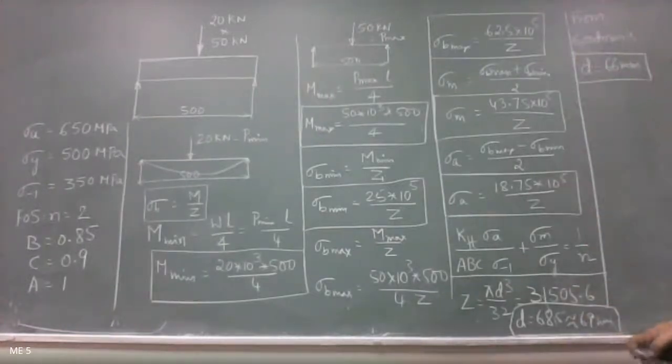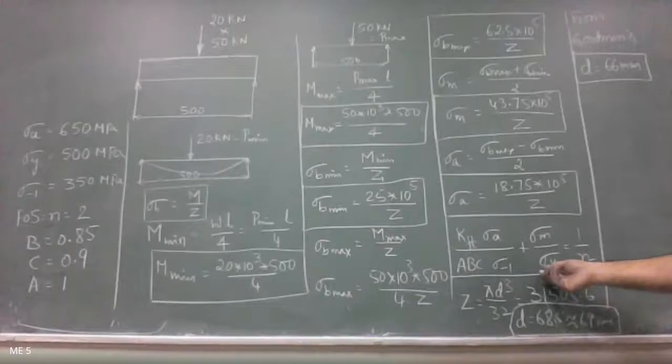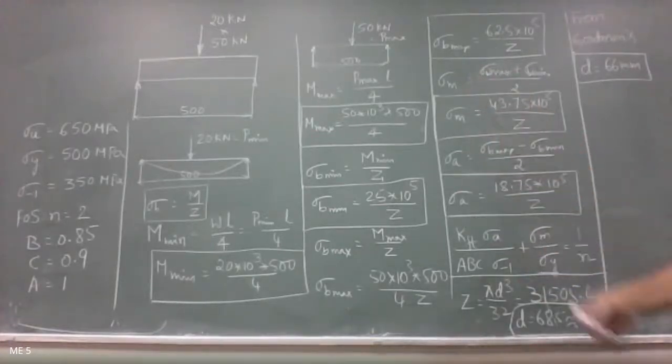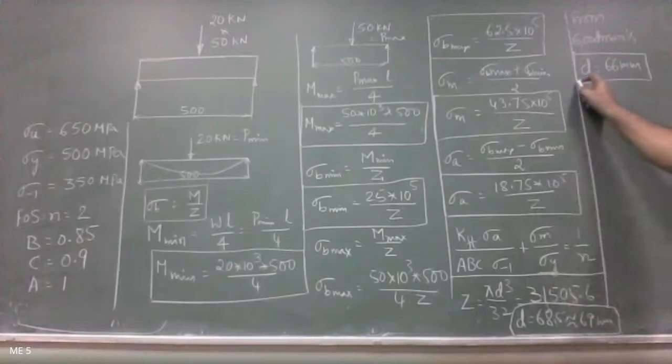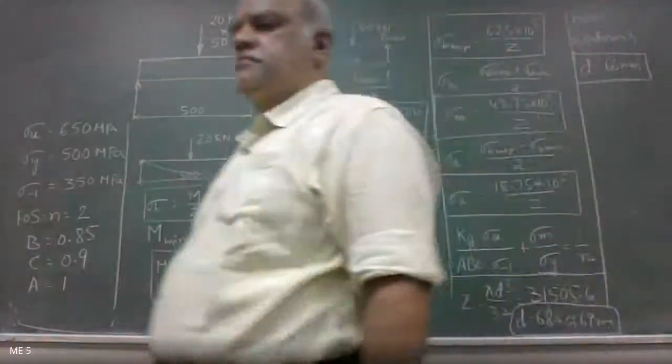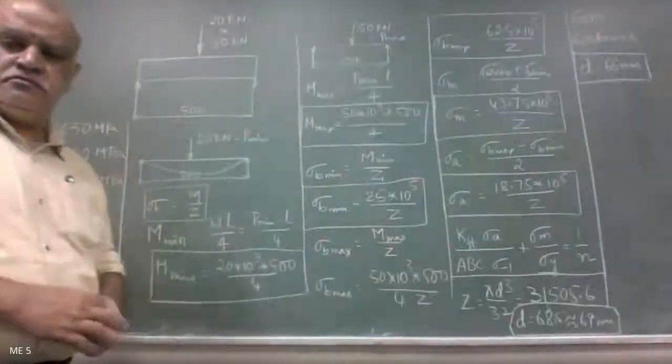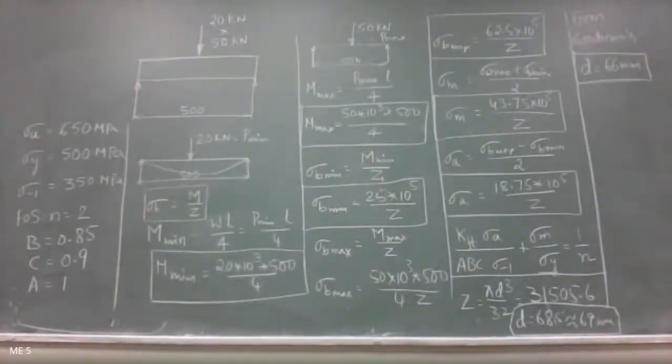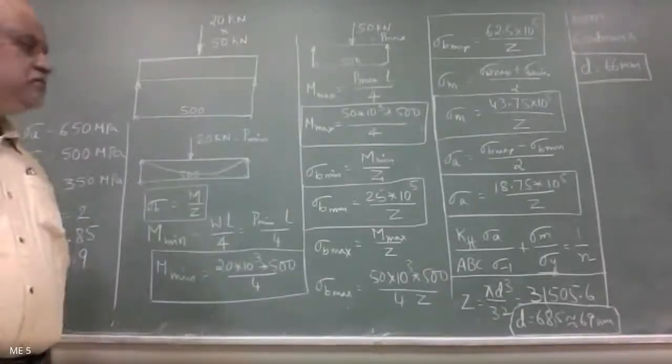So others, those who are still doing, for Goodman's relation, instead of sigma y, you substitute the value of ultimate stress, that is 650 over here, and you'll get diameter to be equal to 66 mm. Have you noted down?